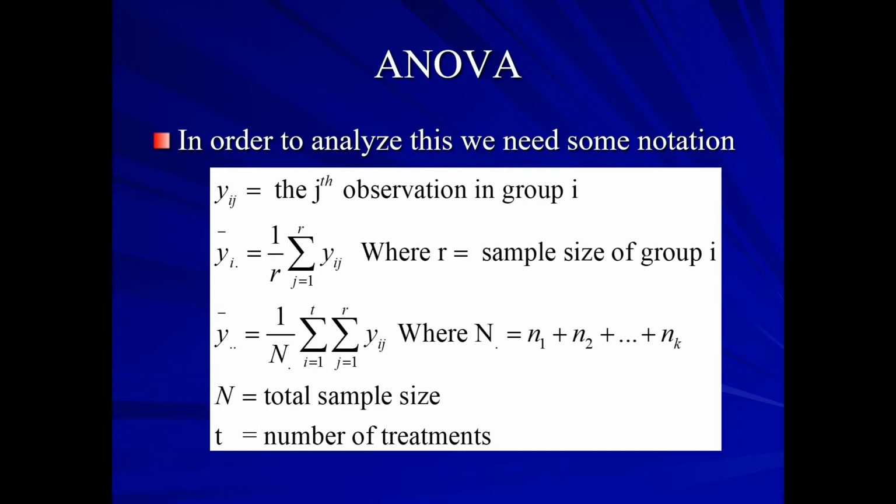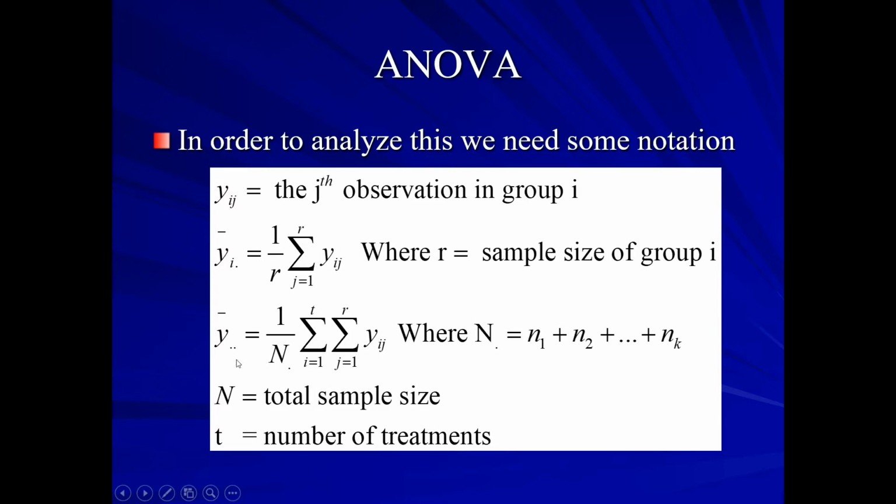Y bar i dot, that's going to be our group means. Now, with 4 groups, we would have y bar 1 dot, y bar 2 dot, y bar 3 dot, y bar 4 dot, and these are defined to be 1 over the number of replications times the sum of all of the observations in that group. Here we're going from 1 to r, where r is our sample size in group i.